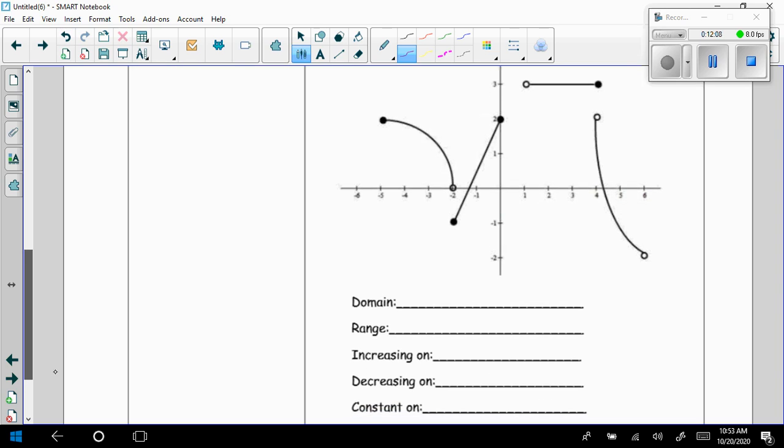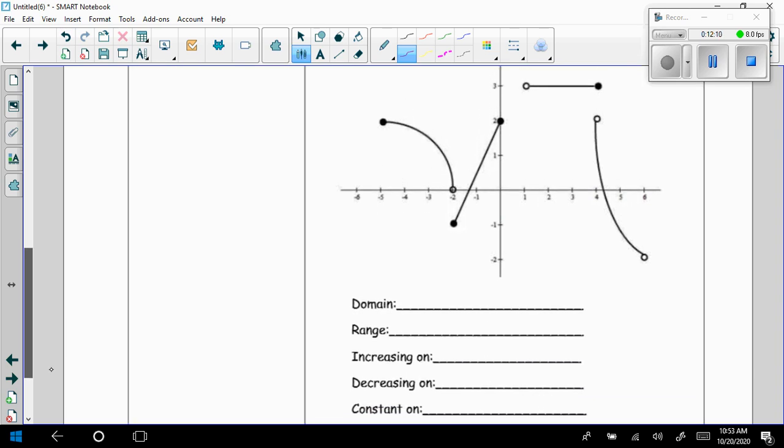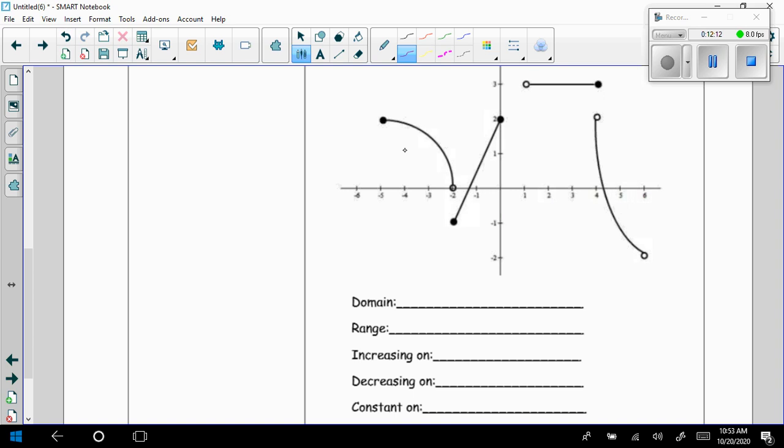Identify our domain, range, increasing, decreasing, and constants. Now this is a piecewise function, so you do have to be careful and look for any gaps in your graph when you're doing this. So remember that closed circles trump open. So we're starting out here going left to right. This starts at -5, there's nothing else. And we go over, here's an open circle, but right down here it picks back up, and so we're okay.